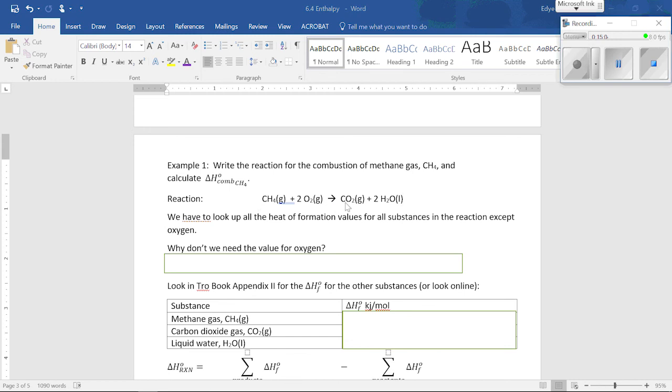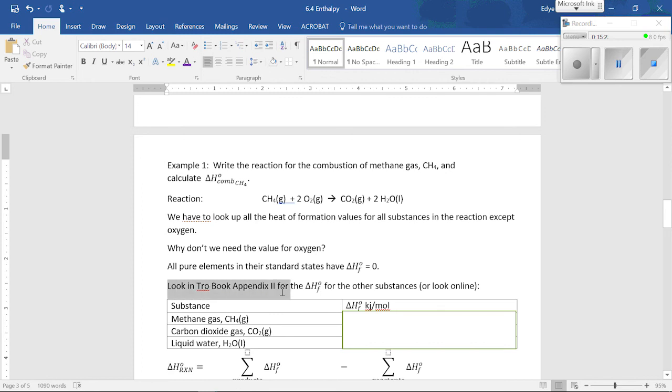Okay, we don't need to look up the value for oxygen, but we need to look up all these values. Why don't we need the value for oxygen? Do you remember? Because all pure elements in their standard states are defined to have a heat of formation of 0. So we know automatically oxygen is 0. Now you could look in the Tro book, Appendix 2. You don't have to. You could also look online for the heat of formation for the other substances.